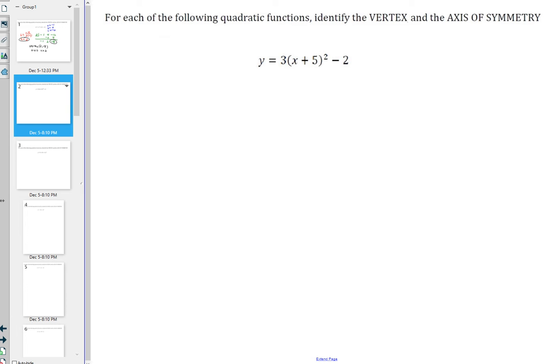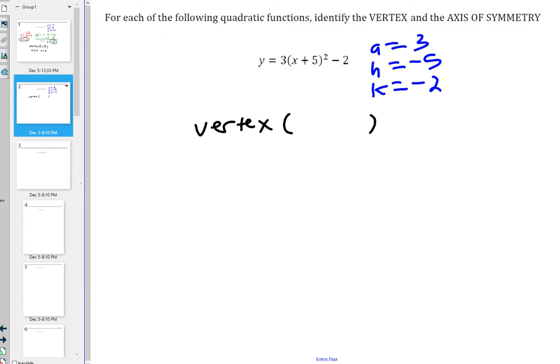So here with vertex form, we're going to identify A, H, and K. And then the beautiful thing is that, I mean, you probably don't even need to write this down. What's H? -5. Because in order to find the vertex, if you're already in vertex form, all you have to do is identify. You don't have to find, just identify. What are the coordinates of the vertex here? It is -5, -2.